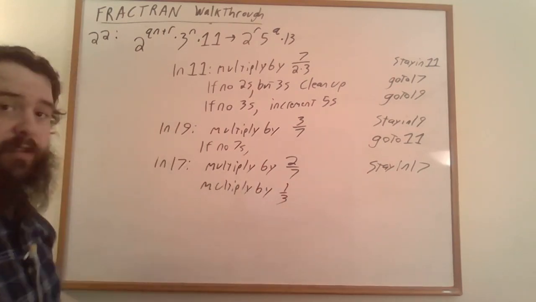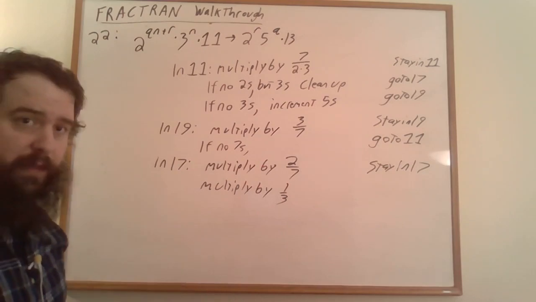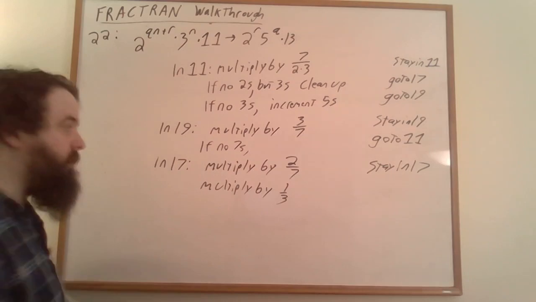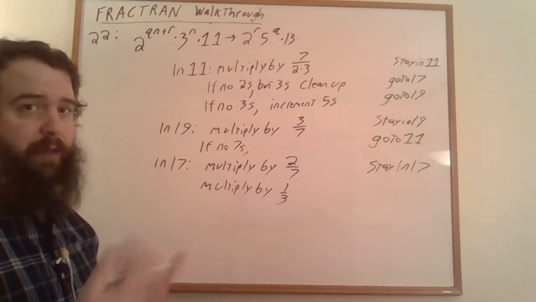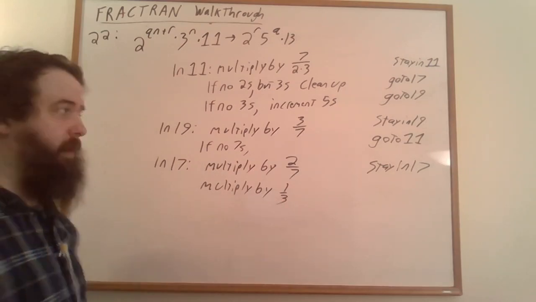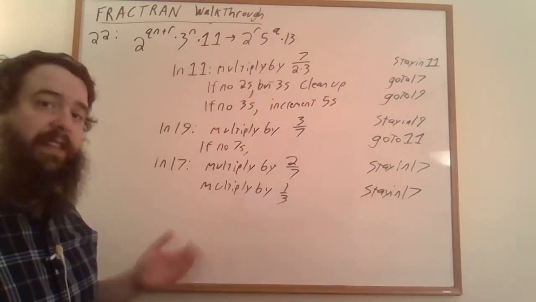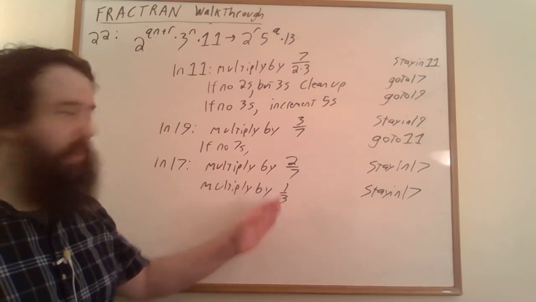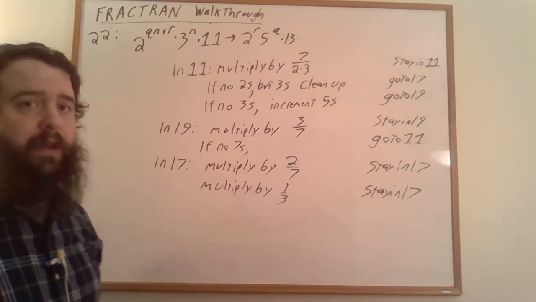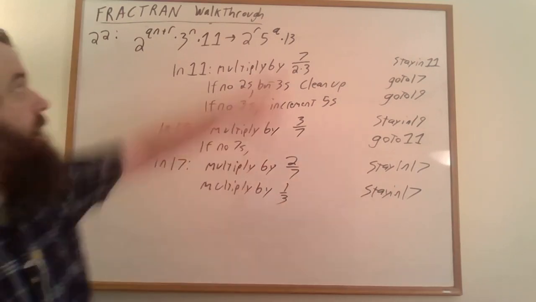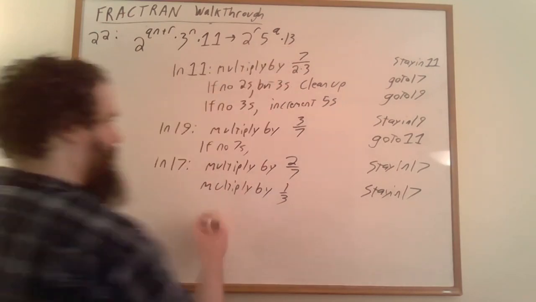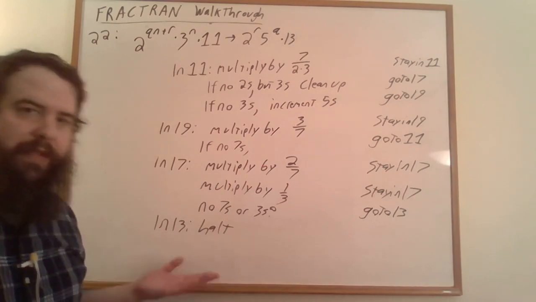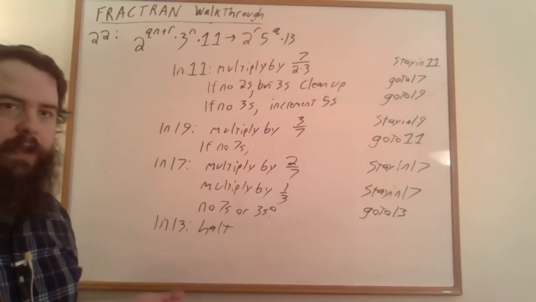So in addition to multiplying by 2/7 as many times as we can to get the data out of the 7's register and into the 2's register, we also want to multiply by 1/3 as many times as we can just to clear the 3's register. And then finally, if we can't do either of these, if the 7's register has already been emptied and the 3's register has already been emptied, then we switch to state 13, which is going to be our halt state. And of course, we just implement the halt state by not having a fraction associated to it.